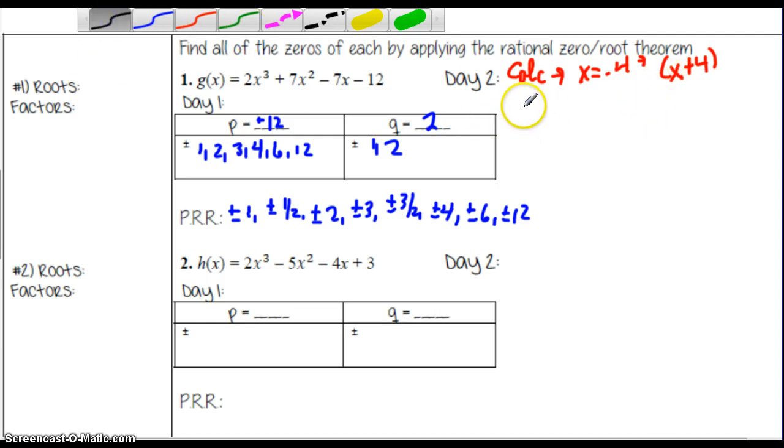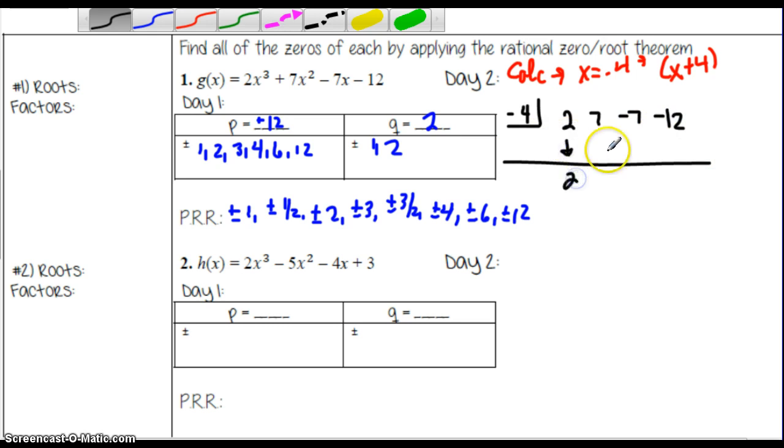So our next step is to use synthetic division. We're going to use -4 in the box using our coefficients 2, 7, -7, and -12. We're going to divide out that factor. So again, we know it's a factor, so it should get us a remainder of 0, no remainder. Yep. So what we have left is a 2x squared minus 1x minus 3.